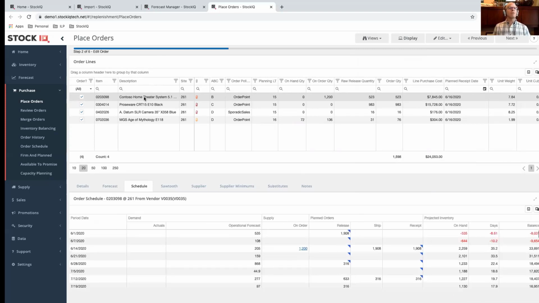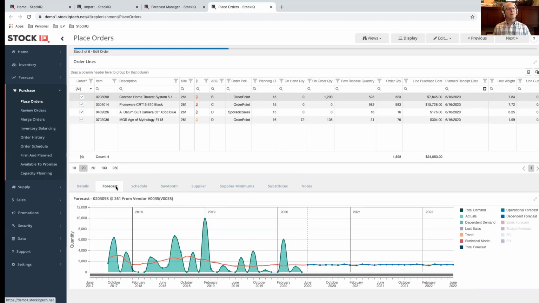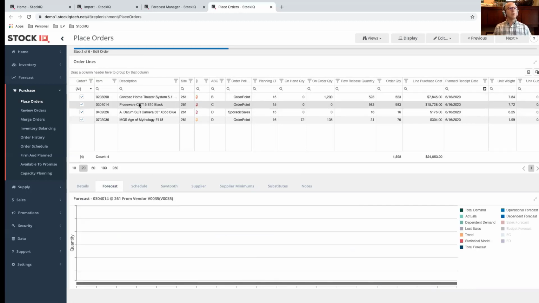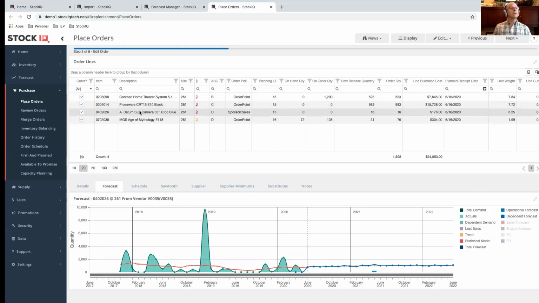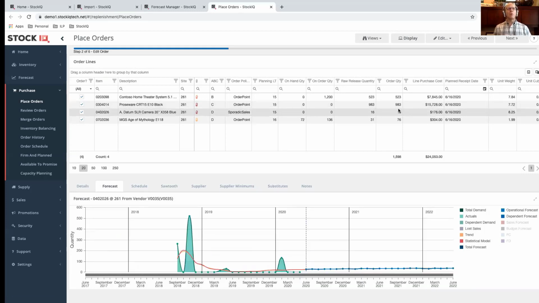The bottom line, what we're trying to do is provide the planner with the ability to very quickly go through and evaluate whether there are any of these line items that need to be evaluated. So we are providing access to the order schedule and to the forecast. They can scroll down through these individual items and begin looking at those. By the way, all of these order quantities can be adjusted on the fly if desired.